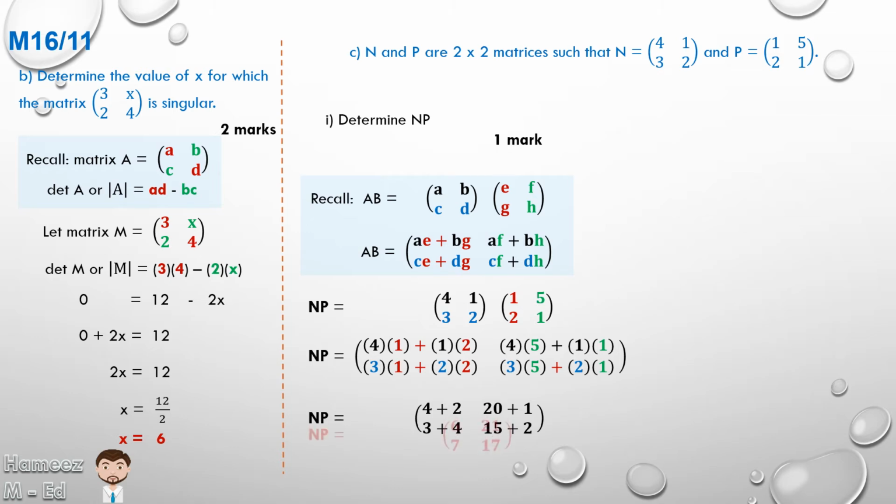So 4 plus 2 is 6. 20 plus 1 is 21. 3 plus 4 is 7. 15 plus 2 is 17. And that is NP. Now part 2.